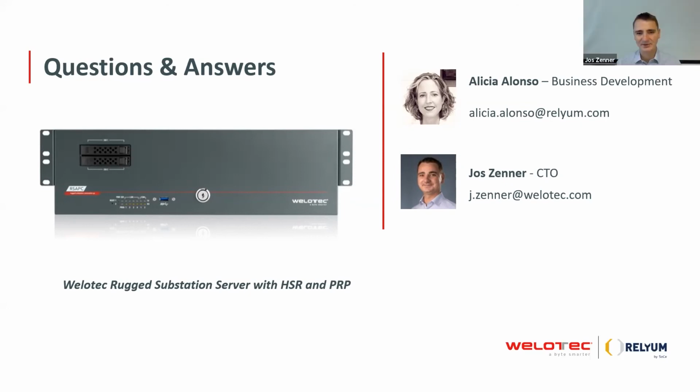Okay, then we have the next question. If you have several PRP and HSR networks, how many GPS units do you need to install? And where do you have to install those GPS grandmaster clocks?